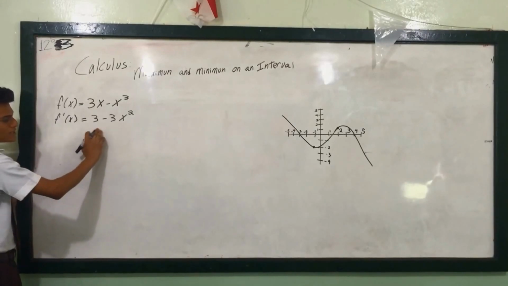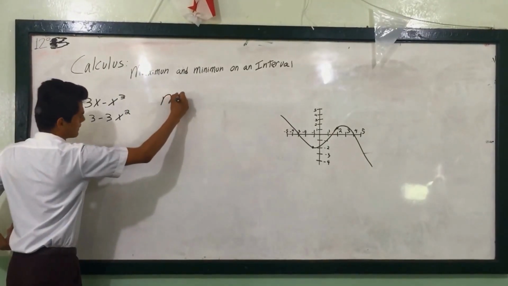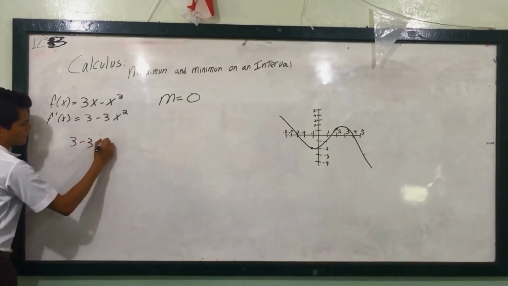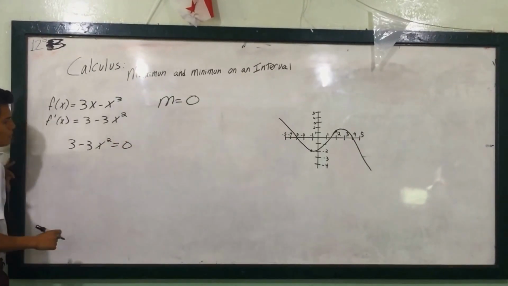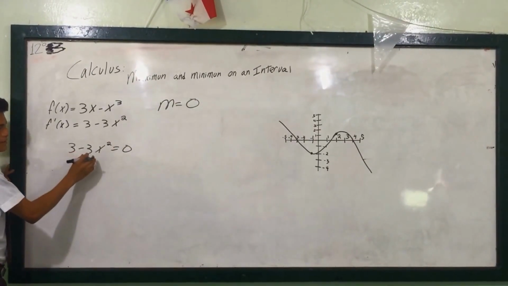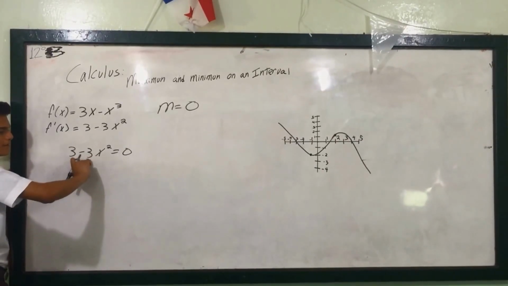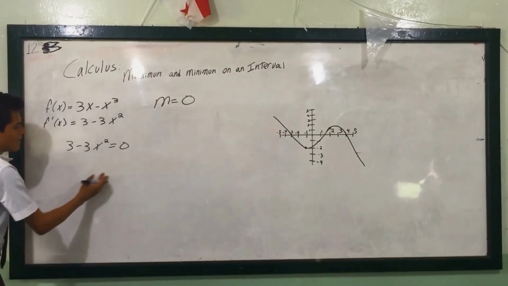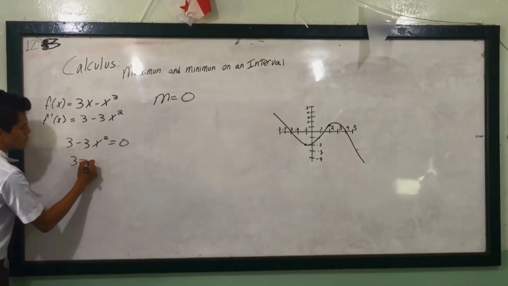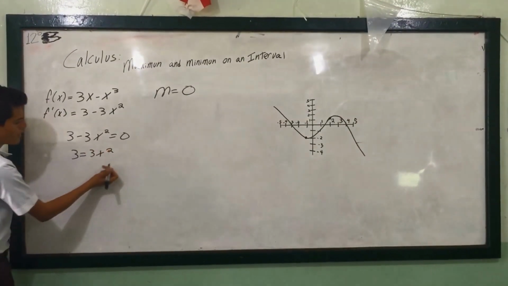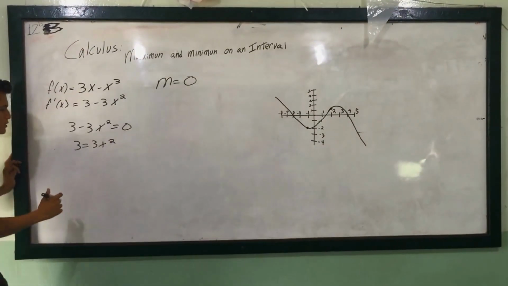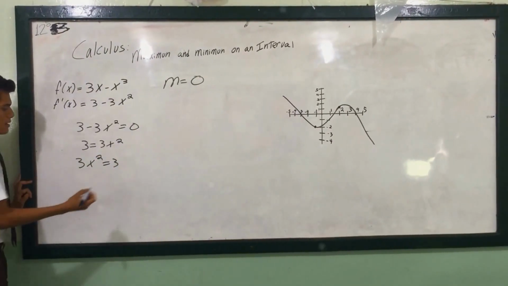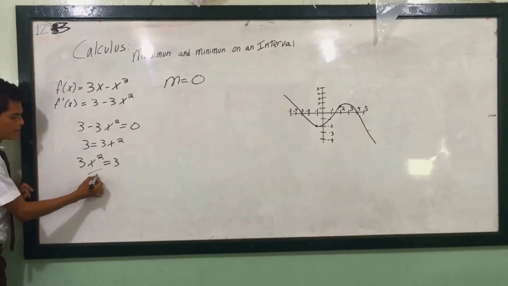Now, after this, we have to set it equal to 0. Why? Because we know that the slope is equal to 0. When we do this, the negative term I can pass to the right, and it becomes positive. It's going to be 3 equals 3x squared, which is the same thing as x squared equals 3, and I can simplify it by 3.